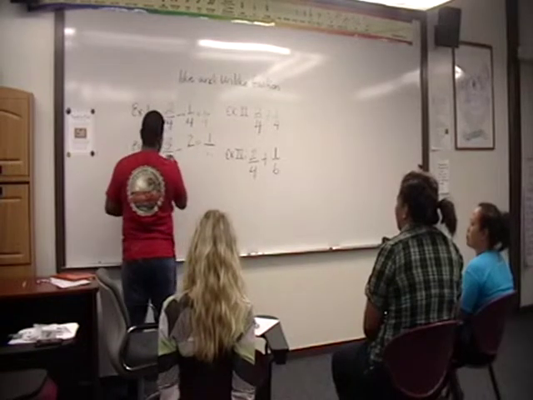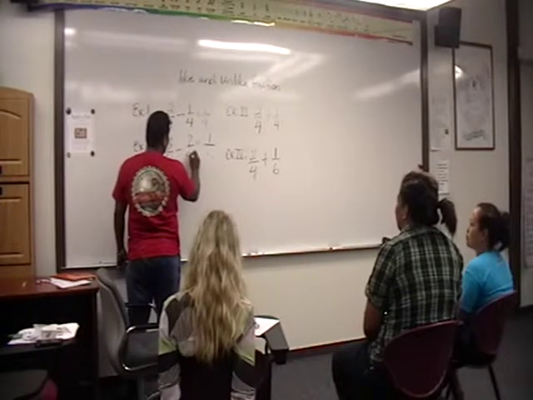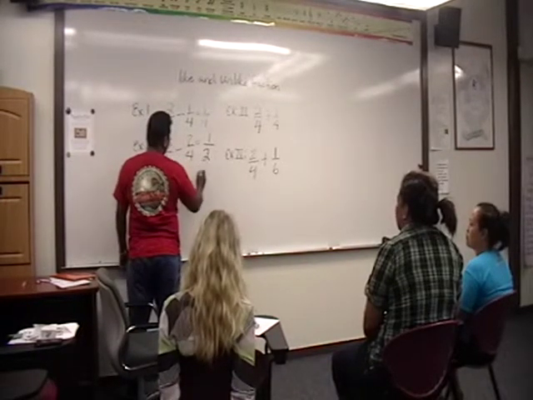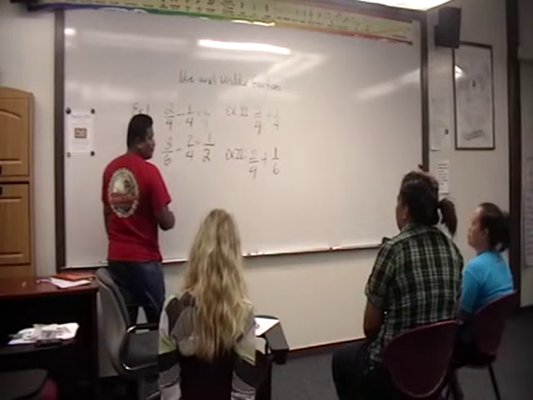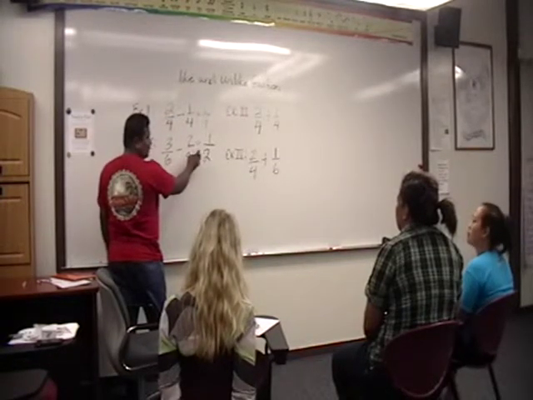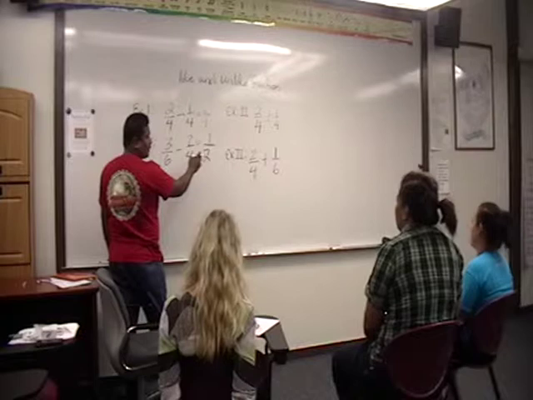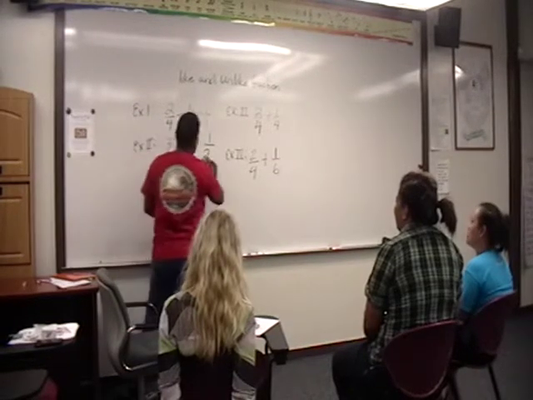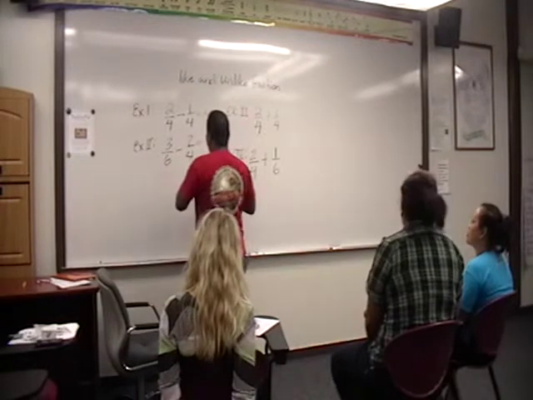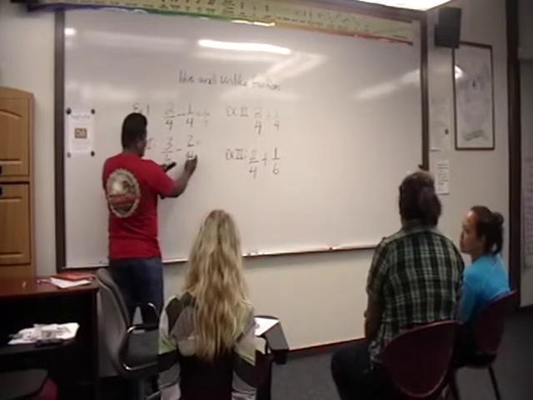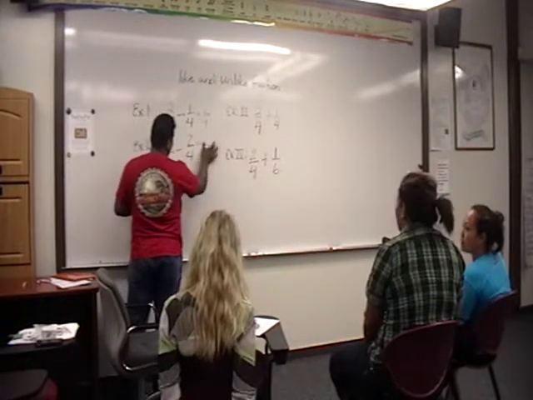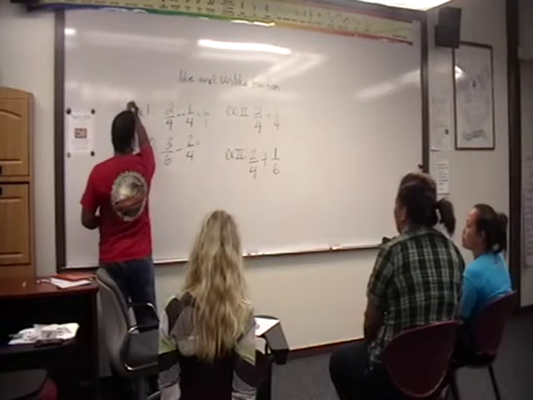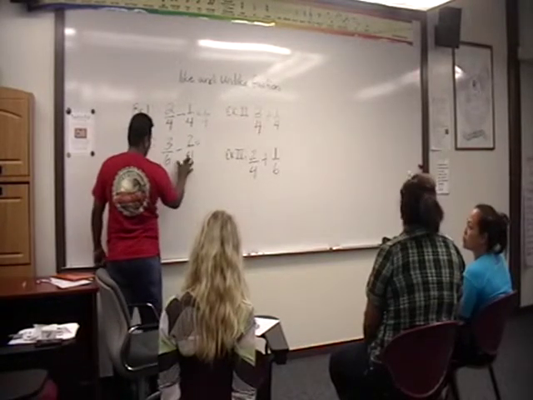6. I put 6 here and 4 here. The answer will be 2, right? Because 6 minus 4 is 2. No. When we do this kind of problem, first we have to find the common denominator, the common multiple of 4 and 6.